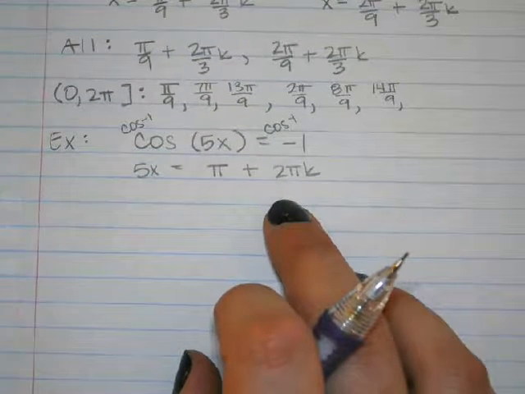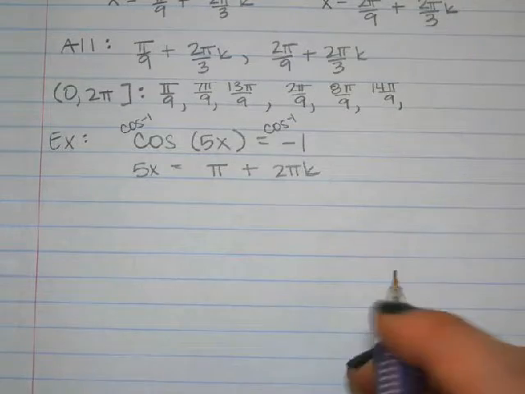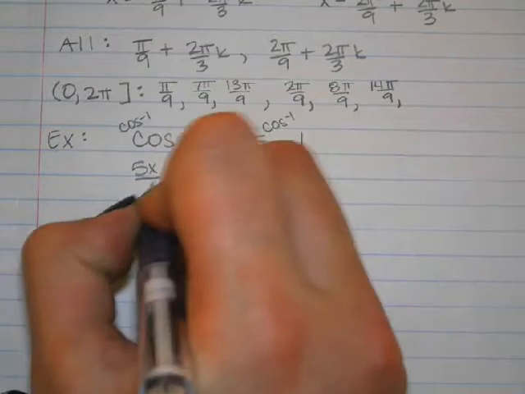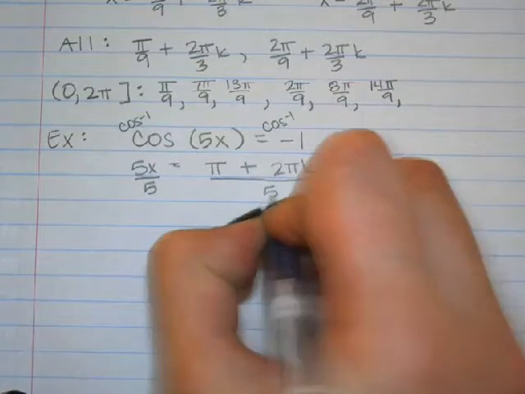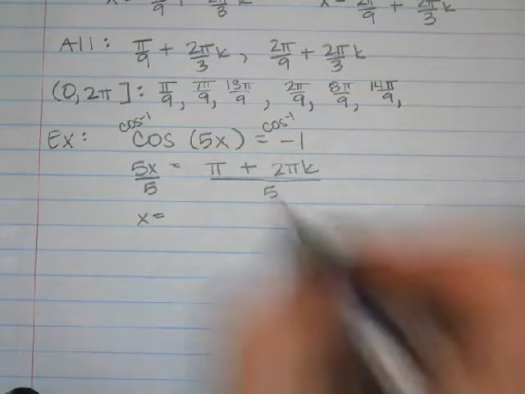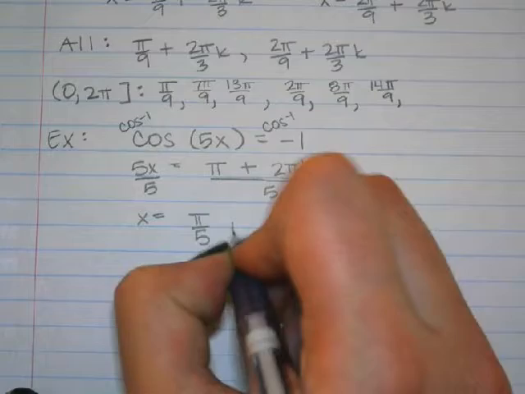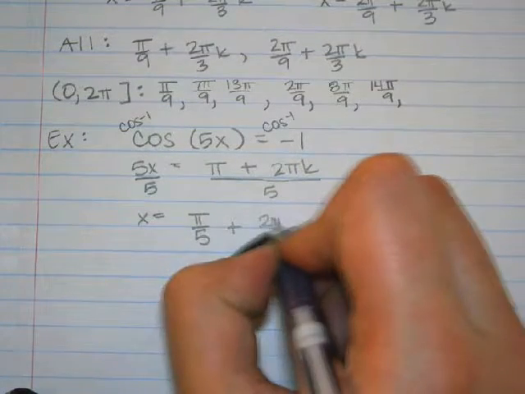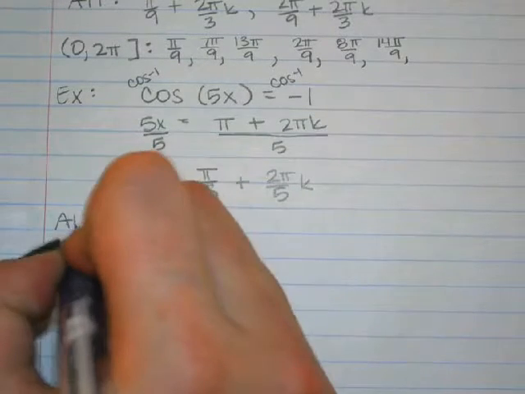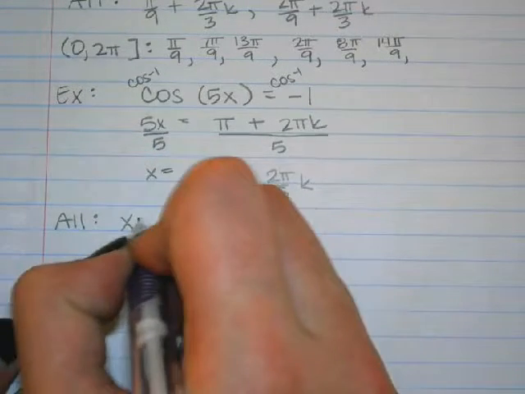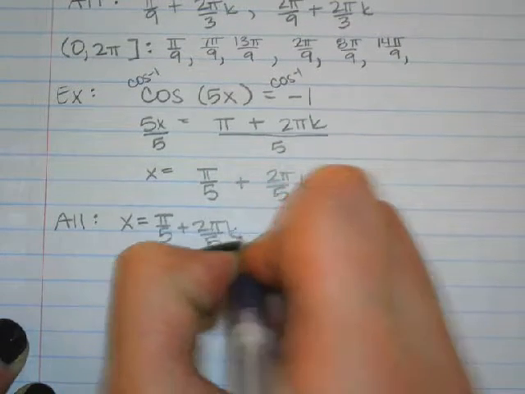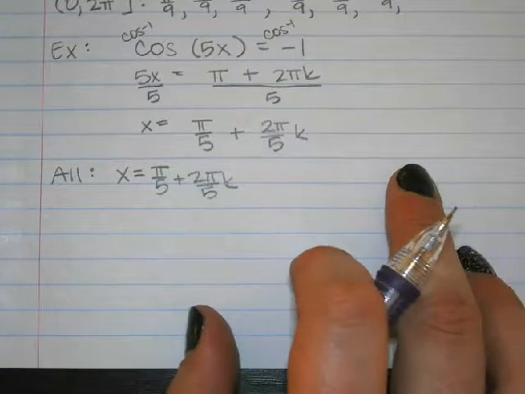All right, so we have 5x equals pi plus 2 pi k, and then what should I do to get x alone? Divide by 5. So x equals pi fifths plus 2 pi fifths k. If we wanted to write all the possible answers we could have, we would say x equals pi fifths plus 2 pi fifths k. That represents every single answer we could possibly get.